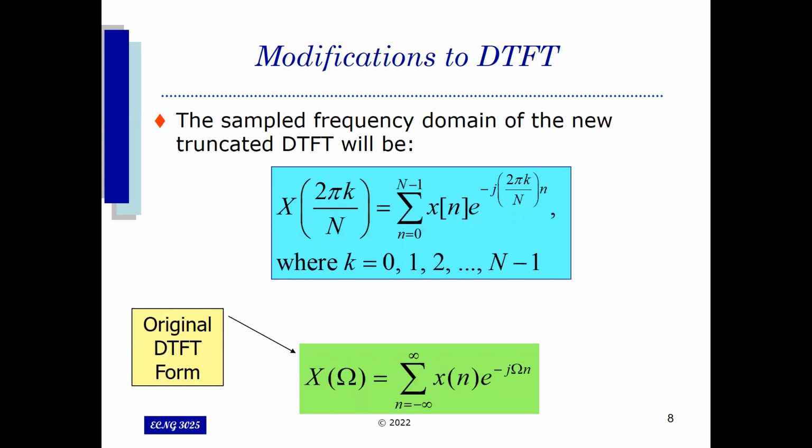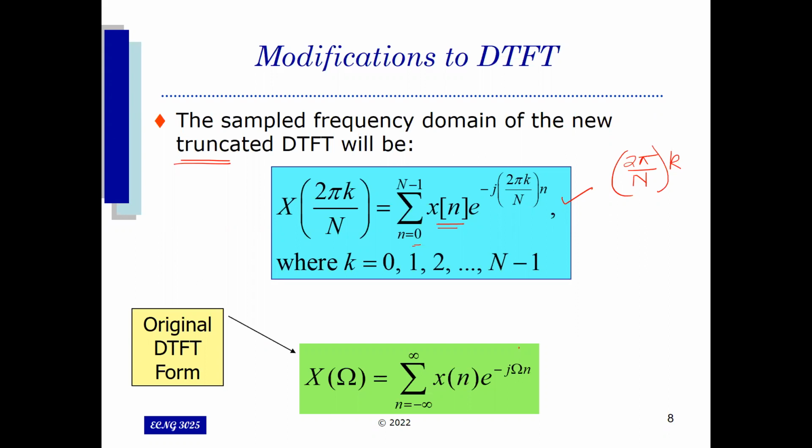So if you look at it now, the new version of the DTFT is truncated, meaning that it's shortened. It is running from n equals 0 to N minus 1. These are my samples. Omega, remember we had omega here, is now 2 pi over N times k values of those. So the new version of the DTFT looks like what I have on top here. n is going from 0 to N minus 1, and k, which is the frequency outputs, is going from k equals 0 to N minus 1.